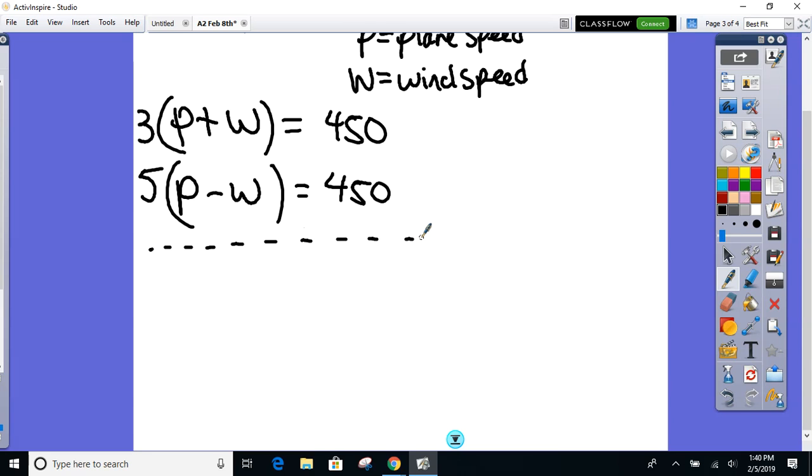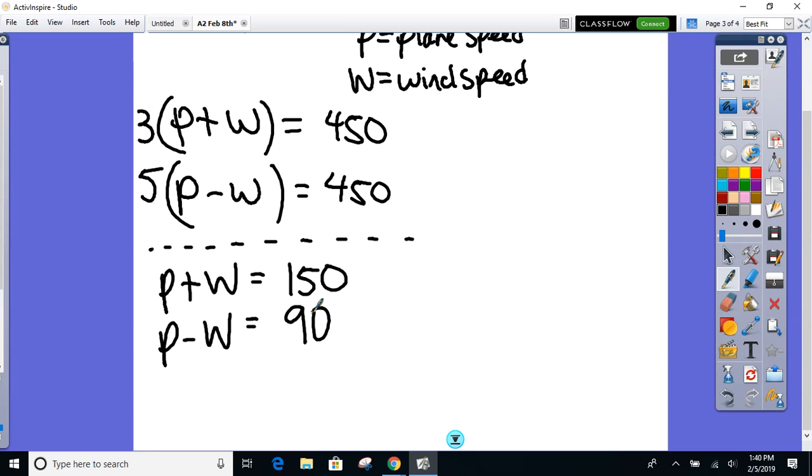All right, everyone, divide that first equation by 3. You're going to get P plus W equals 150. Divide the second equation by 5. You're going to get P minus W equals 90.